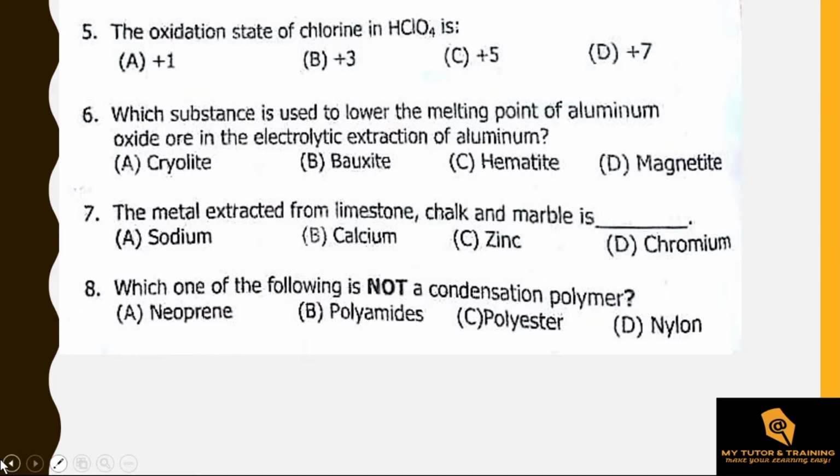So choice A is the correct answer. Cryolite is a substance which is used to lower the melting point of aluminum oxide during the Hall process.